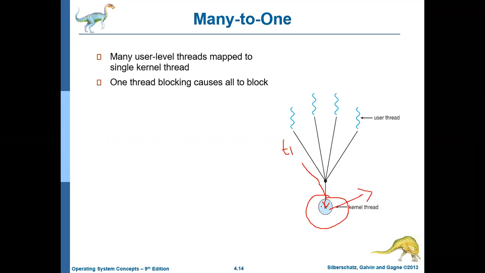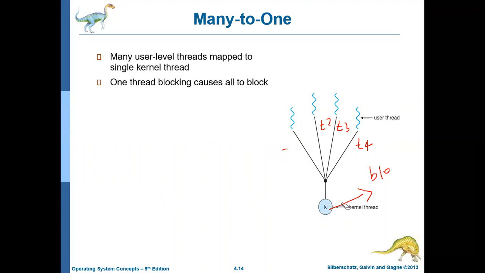So it means that this kernel thread is not available during that blocked time. During the blocked time, the kernel thread is not available. So the other threads also have to wait. They also cannot continue. Thread 2 and thread 3 and thread 4 also should wait, because you have only one kernel thread. So when this particular thread T1 is waiting for an IO operation, the associated kernel thread is also waiting. Okay, so this is one of the disadvantages of this particular model.